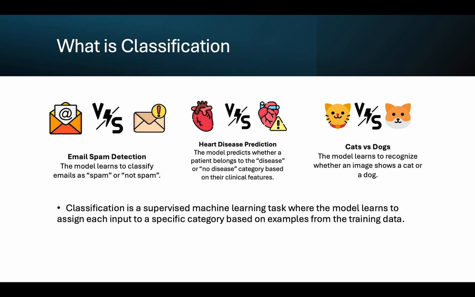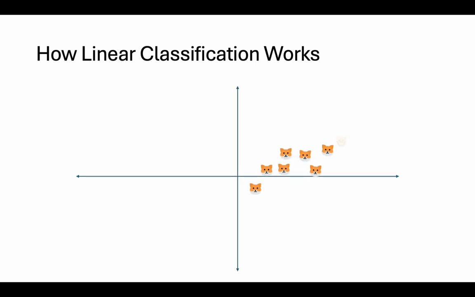Finally, think about image classification, like identifying cats and dogs. The model learns the visual characteristics that distinguish the two and uses them to make the right prediction. These examples show how classification helps transform raw data into meaningful decisions across different fields.